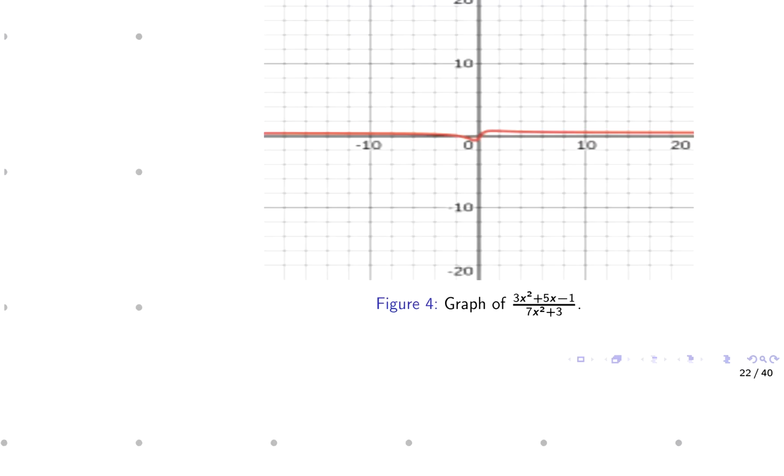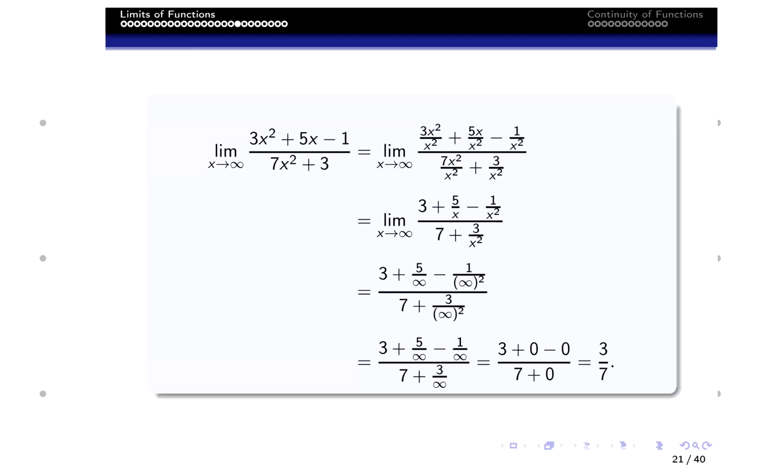And this is it here. So you have the limit of 3x squared plus 5x minus 1 over 7x squared plus 3. Like I said, you should divide each term by x squared. So that's 3x squared over x squared plus 5x over x squared minus 1 over x squared, all over 7x squared over x squared plus 3 over x squared. At the end of the day, you divide through. x squared cancels x squared, cancels x squared, x cancels one of these. So you have 3 here, 5 over x, and this is 1 over x squared. Then here you have 7 left, and this is 3 over x squared.